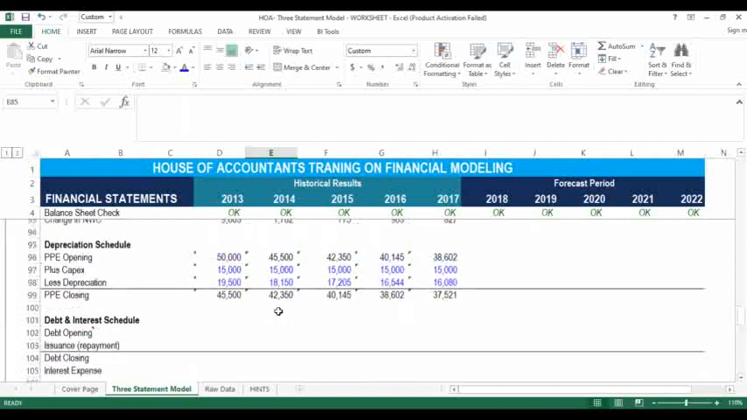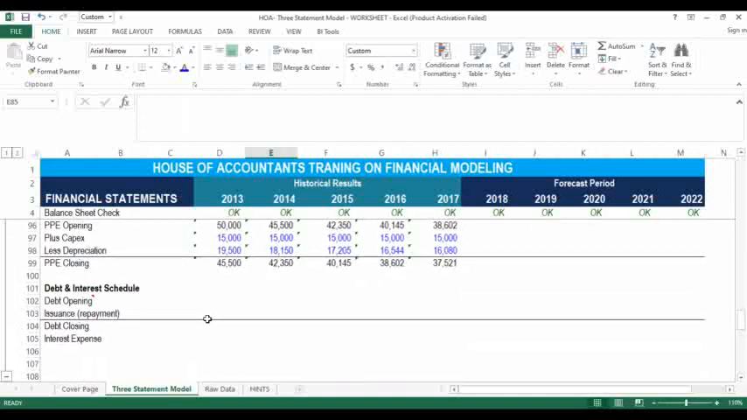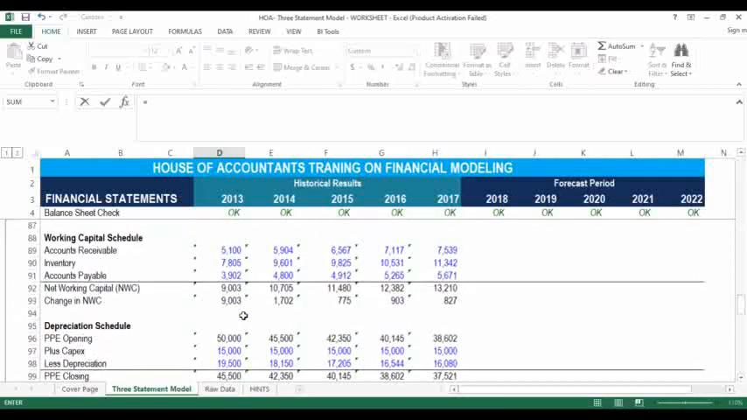What is the next thing to do? The next thing to do is debt and interest schedule. In case you have any question as we move on, you are free to ask so that we will settle it as we go on. So what is the opening debt? The opening debt, by the time we start that assumption aspect, you will see the technical aspects of it. This is just the normal management account we are reviewing now. So debt opening. What is debt opening here?